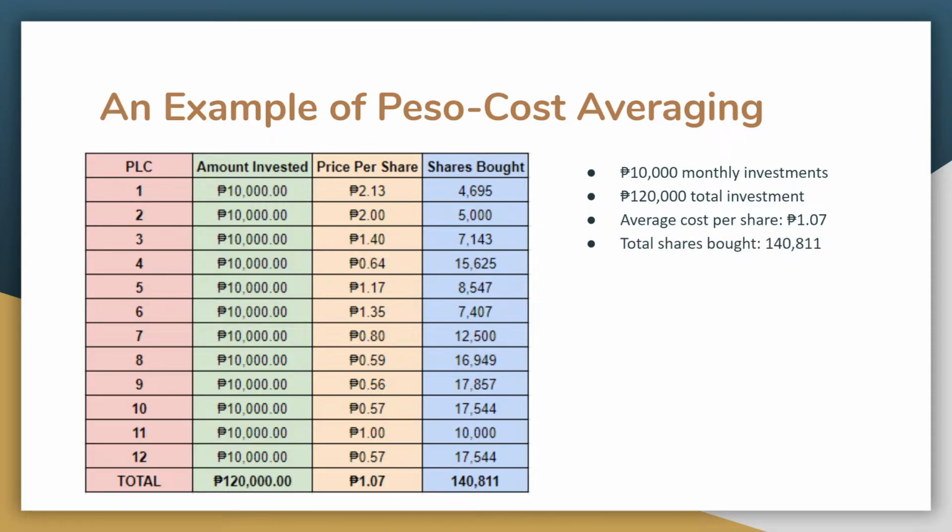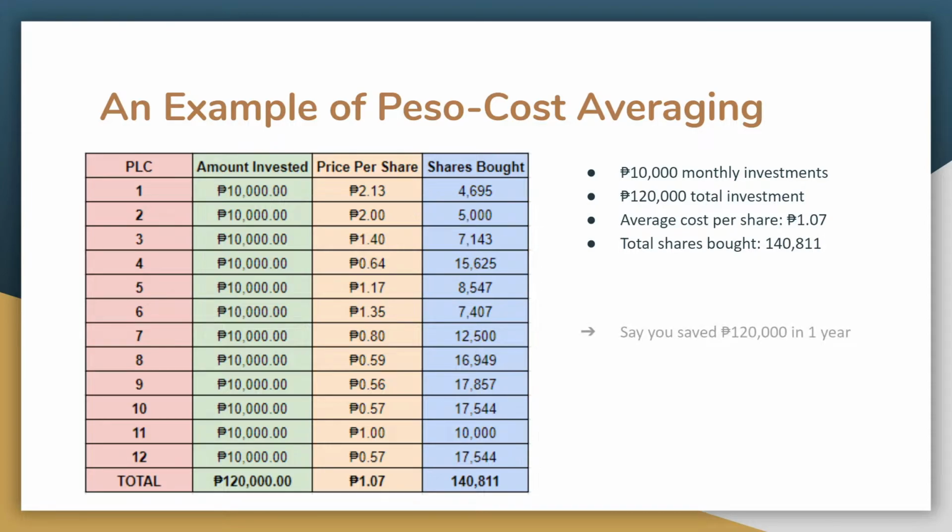So there we go, 10k monthly investments, then 120k total investment. Average cost per share, 1.07. I already said those things, I just forgot to click on the slides, I'm sorry.